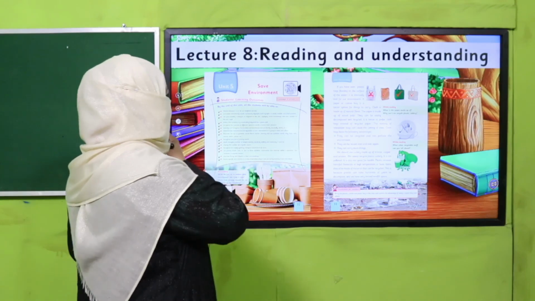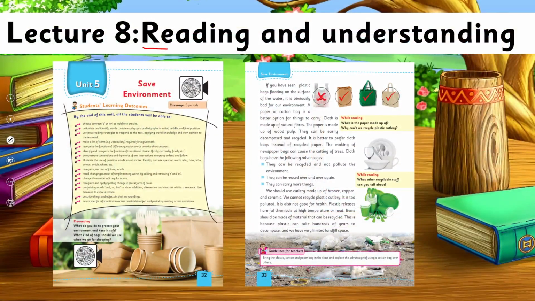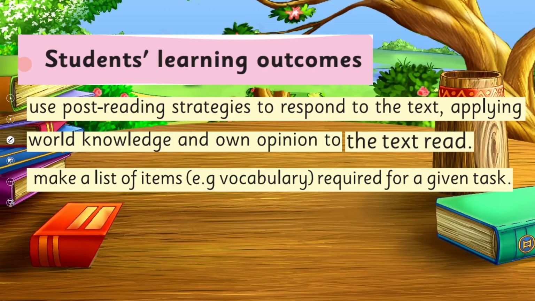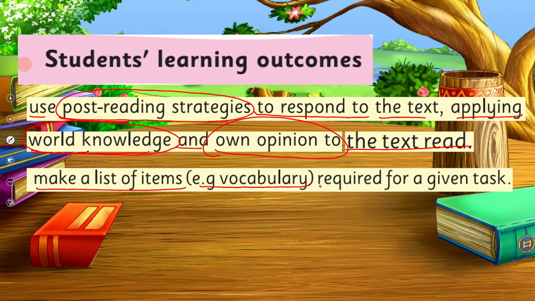Yes, my dear students, today we'll continue and complete reading and comprehension of this unit. Before this, we have practiced using pre-reading strategies to predict a story by looking at the picture in the text. Today, once again, we are going to learn to use post-reading strategies, meaning after reading, to respond to the text applying word knowledge. So whatever you know, you will use that knowledge and you will add your own opinion to the text read. Make a list of items, for example, vocabulary required for a given task. These are our today's SLOs.